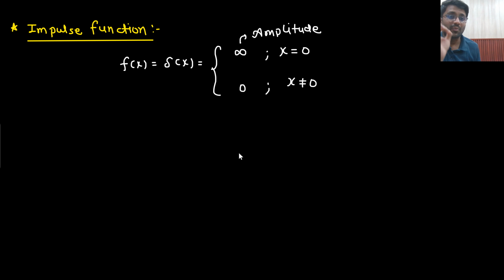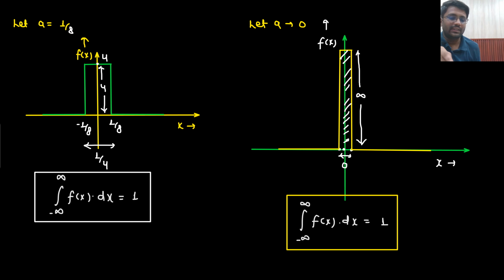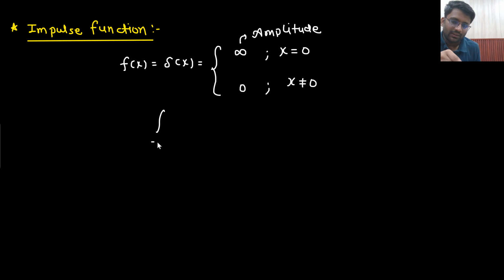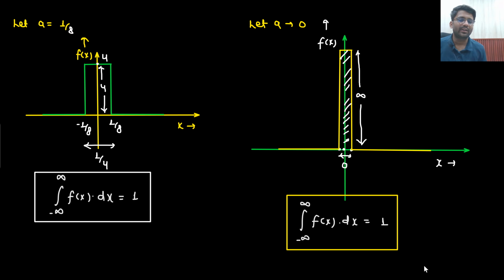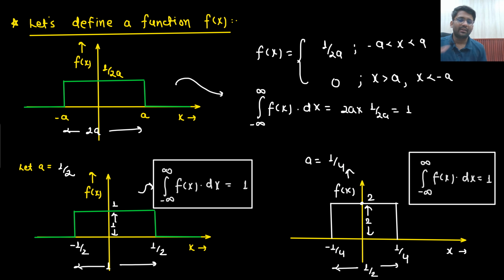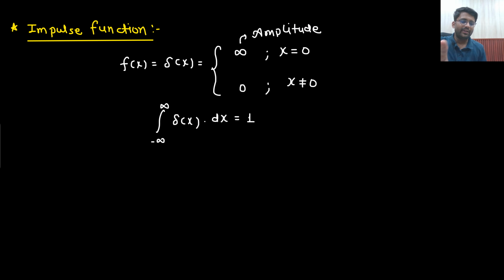But another important thing is that we are making sure the area always remains 1. Is that understandable to you? So this is the definition of the impulse function. If I would have started from here, then you would not understand what we are doing. But this is just concept building of the impulse function.